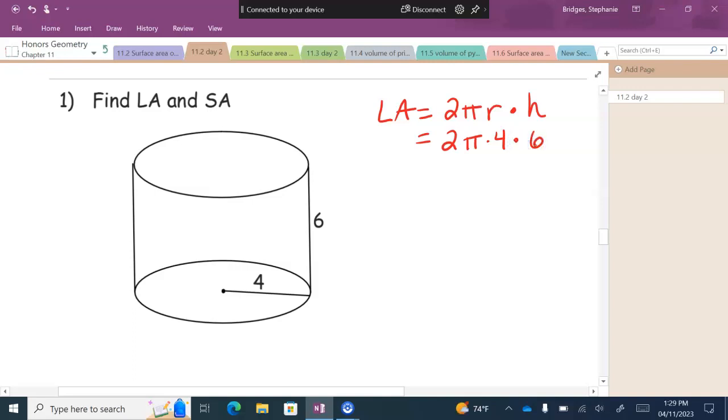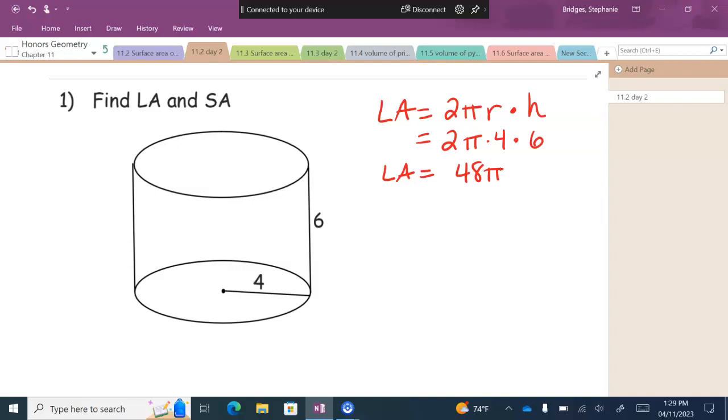6. Okay. So when we do this, we're actually going to multiply the numbers. 2 times 4 times 6. We're not going to multiply by 3.14. We're going to leave pi in it. 2 times 4 is 8, and 8 times 6 is 48. So my lateral area is just going to be 48 pi. And I want you to leave it just like that. So far, so good?